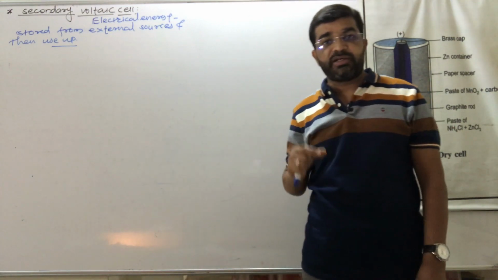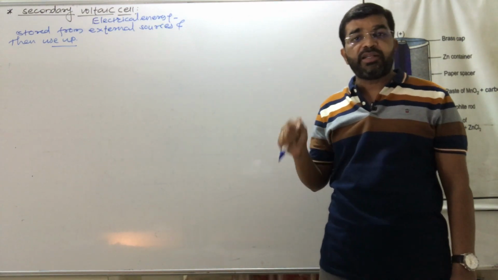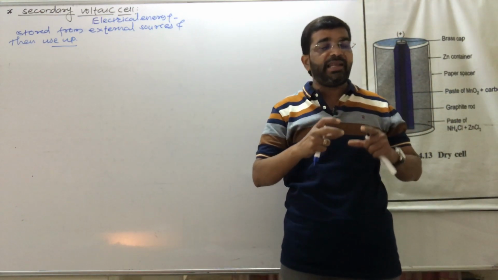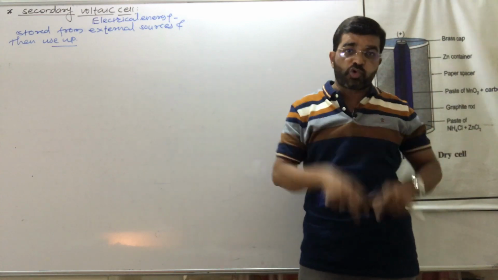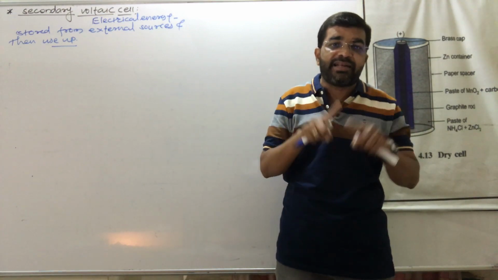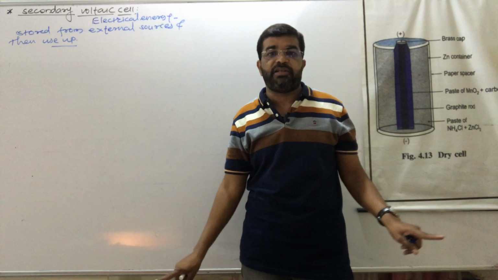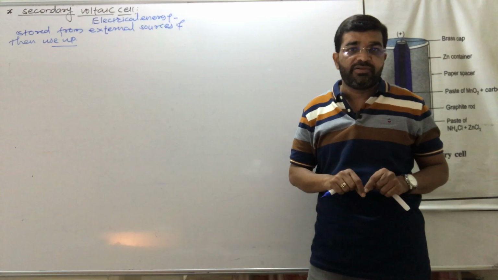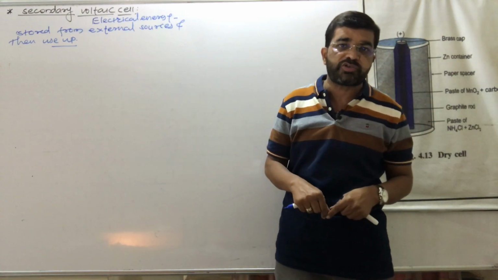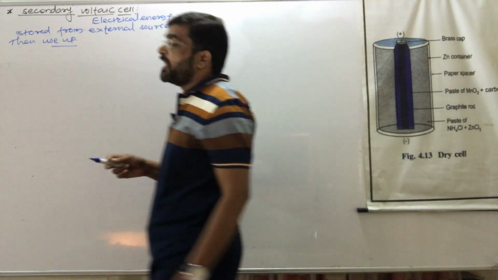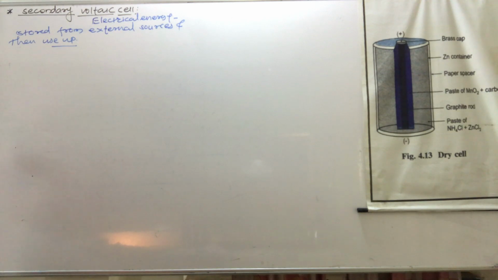They are known as secondary galvanic cells, or secondary voltaic cells. In this cell, we first store electricity from an outer source and after that we use it. That is, electrical energy is not generated within this cell. It is first stored from the external sources and then it is used up. So that cell is called a secondary cell, or a secondary voltaic cell.